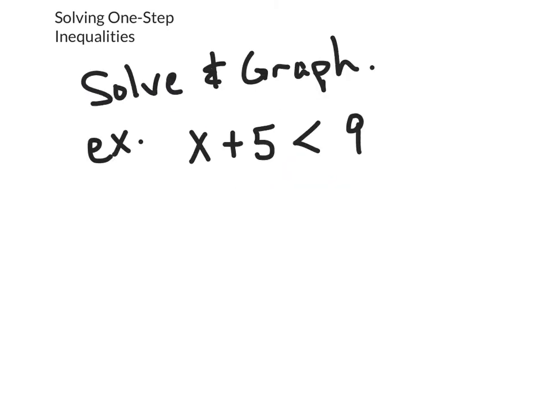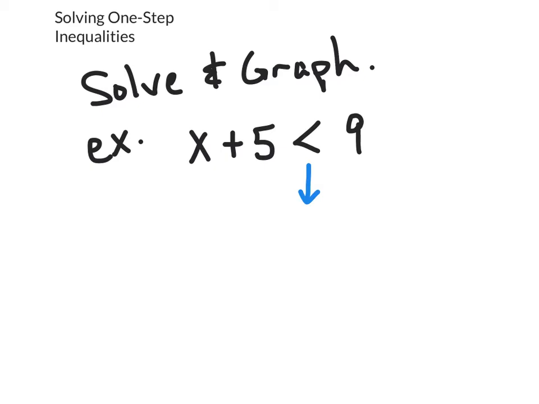Okay, so my first problem here is an inequality in which I have the quantity x plus 5 is less than 9. And what I want to do is solve this. What I like to do is put a little arrow here to separate where my inequality symbol may go. It just gives me some room to show both the left and the right hand side of the equation.